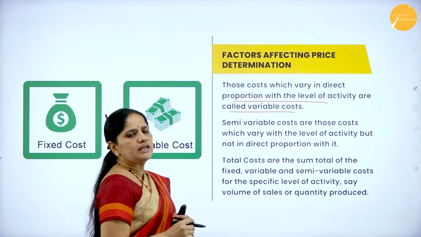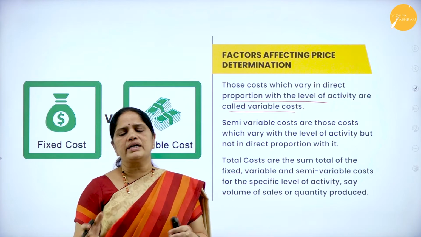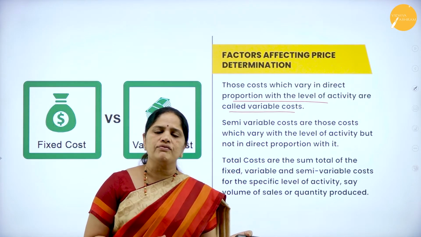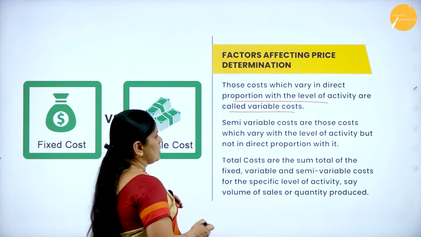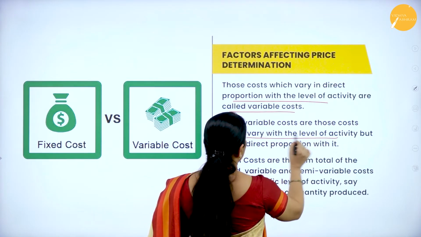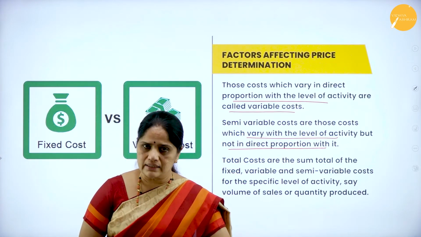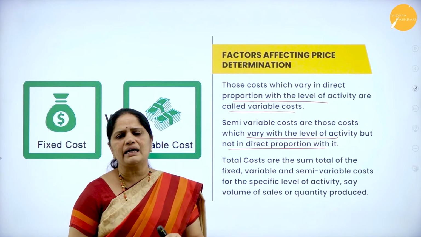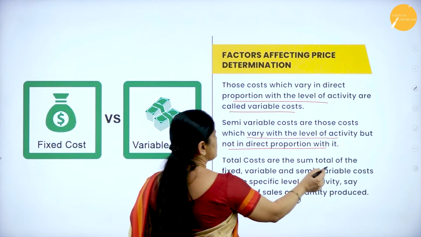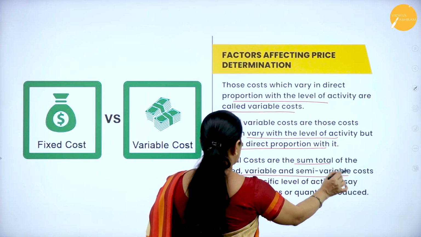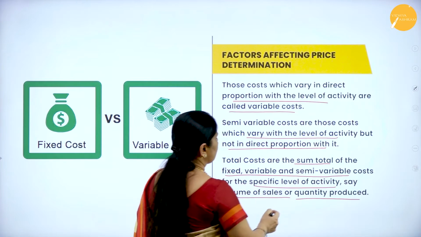So, in this way, we should understand that these costs vary in direct proportion with the level of activity. They are called variable costs. For example, the raw materials. For manufacturing 1 lakh units, we need to have an equal proportion of raw materials to manufacture 1 lakh units of the product. Then, semi-variable costs are those costs which vary with the level of activity but not in direct proportion. They also vary but not in a direct proportion with the variable cost. Then, the total costs are the sum total of all the fixed, variable and semi-variable costs for the specific level of activity, that is, the volume of sales or quantity produced.